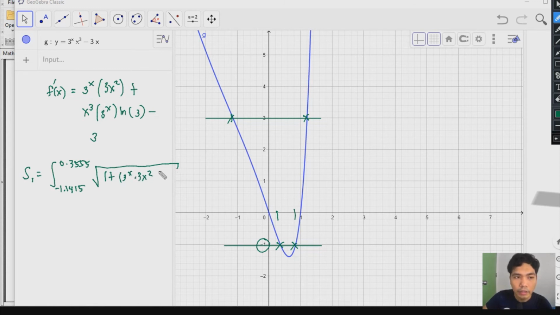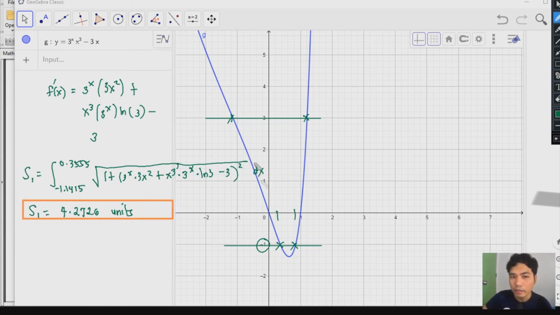Now, that is the square root of 1 plus, this is the derivative, so that's 3 raised to x times 3x squared, plus x cubed times 3 to the x times ln of 3, and then minus 3, then you square this, dx. So, the first value that it will give you would be equal to 4. Hindi ko na siya kakalkulahin kasi baka mawala lang naman din. So that is 4.2726 units. So this certain arc, the length is actually 4.2726 units.